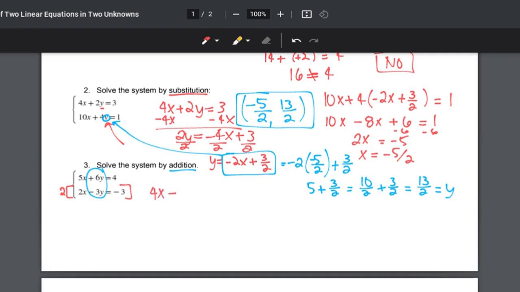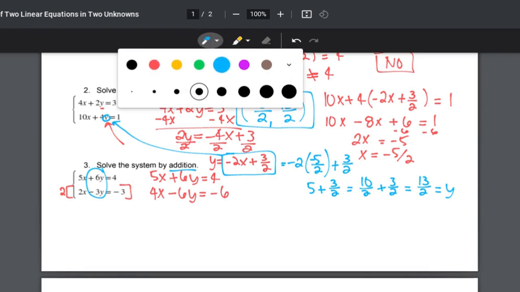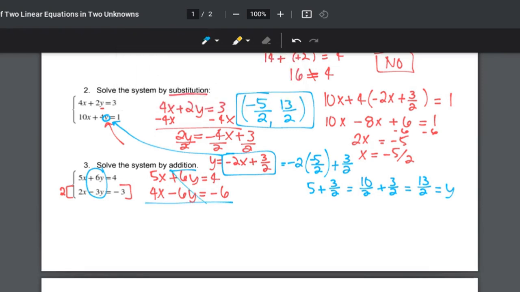That gives me 4x minus 6y equals negative 6. And then the top equation did not change: 5x plus 6y equals 4. And now I just need to add together, and you'll notice the y's cancel. So we have 9x equals negative 2, and x equals negative 2 over 9.